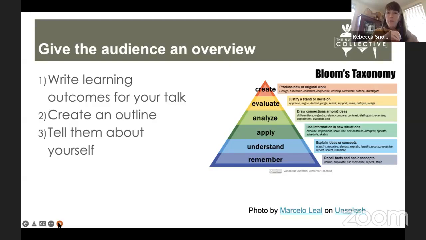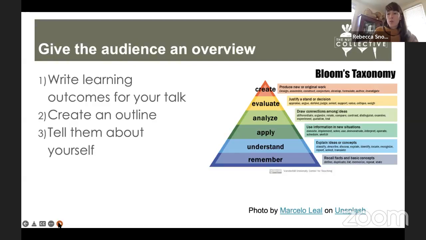Once you have your topic, then write learning outcomes. So if you're talking about how to balance your blood sugar, you really want to think specifically. For instance, a learning outcome could be: participants will understand what a low glycemic diet is. Participants will apply their knowledge of a low glycemic diet to creating healthy, balanced breakfast and lunches for their families.